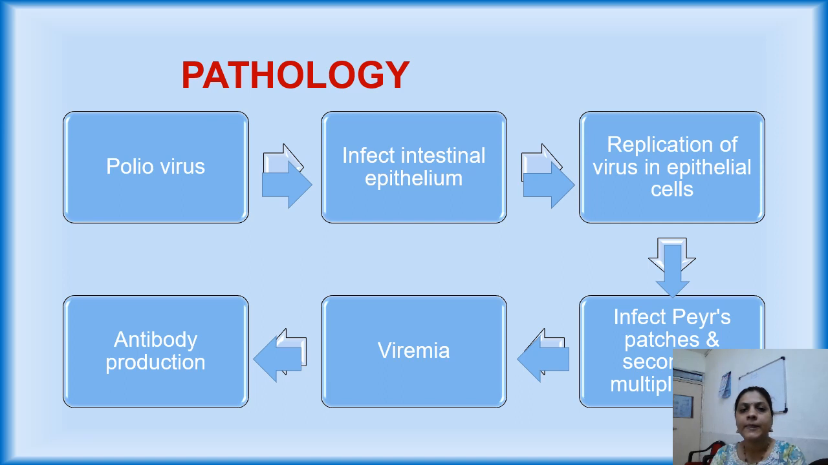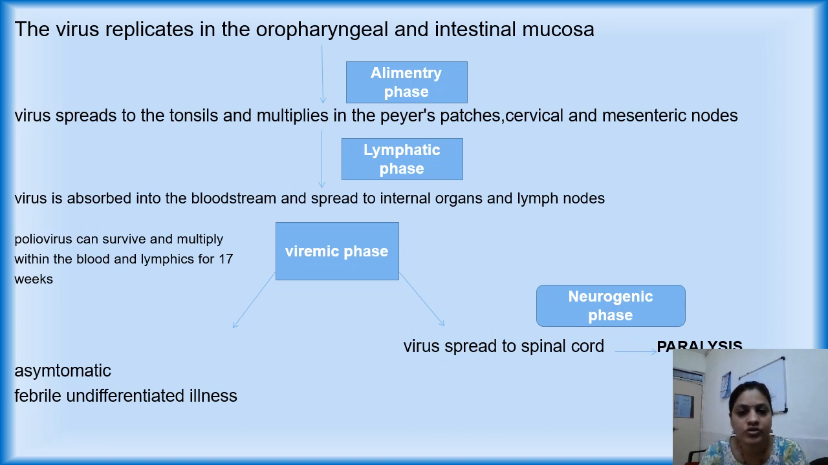Now let's see the pathophysiology, how it infects and how it affects the host. Poliovirus infects the intestinal epithelium. There is replication of the virus in the epithelial cells. The virus reaches the Peyer's patches where it multiplies, and from the Peyer's patches it reaches the lymphatic glands and vessels, and then from there to the blood, causing viremia, and systemically it spreads to all the organs, and there is also a production of antibodies.